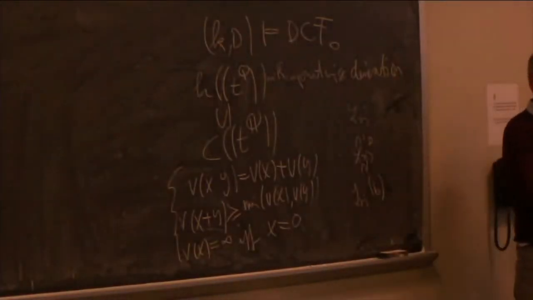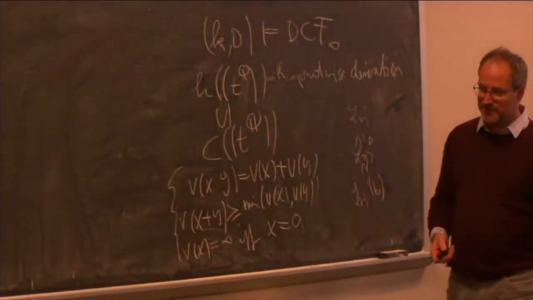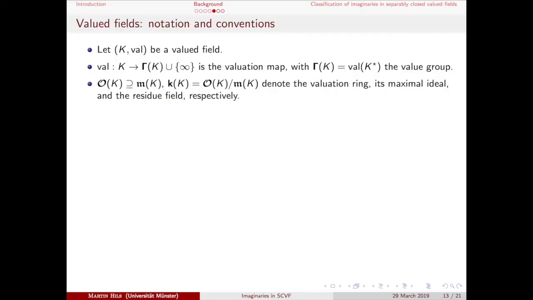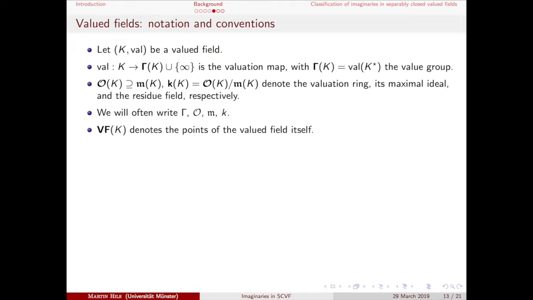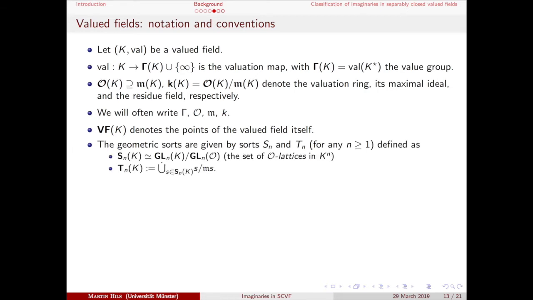Okay, and O is the set of elements of the field of valuation bigger or equal to 0. M is its unique maximal ideal, the set of elements of strictly positive valuation, and the residue field is the quotient of these. Sometimes we just write Gamma, O, M, little k instead of k, if the field is clear from the context. Because we will work with many sorts, we want a name for the sort of the valued field itself, which is usually called VF of k, valued field of k. This is the main sort, or the home sort, you could say.